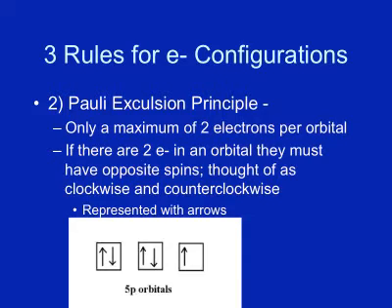Well, if you think about it, aren't electrons negatively charged? Shouldn't they repel each other? Shouldn't they push each other away? So if they're pushing each other away, how do they occupy the same space at the same time? They have to have opposite spins.